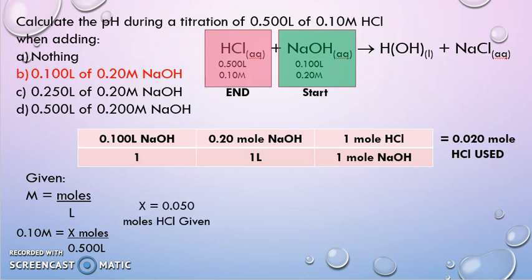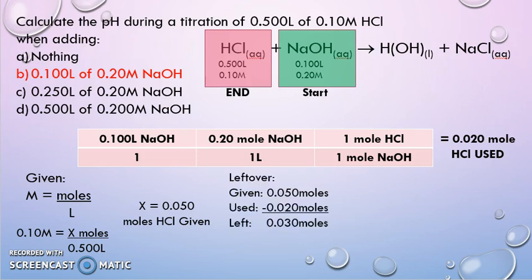And that lets me know I had 0.050 moles of HCl given. In order to find the leftovers, I just subtract those two numbers, and I'm left with 0.030 moles. Now, after I've added these solutions together, my volumes are also different. You have to mix the solutions together to get to this final result. So my final volume is not 0.5 liters, it's not 0.1 liters, it's both of them combined.